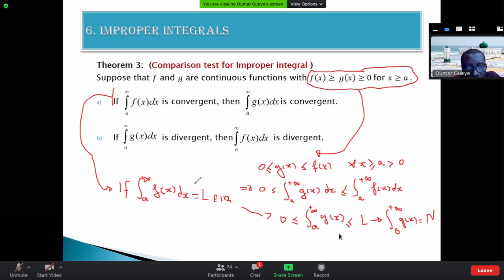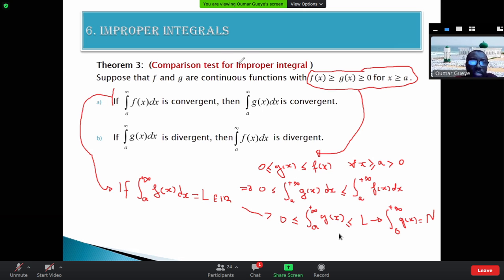And that's exactly what I proved here. If my integral of f is equal to a number, knowing this inequality, it means the integral of g is between 0 and a positive number. It means the integral of g is also equal to a positive number. And this is what we mean by convergent.